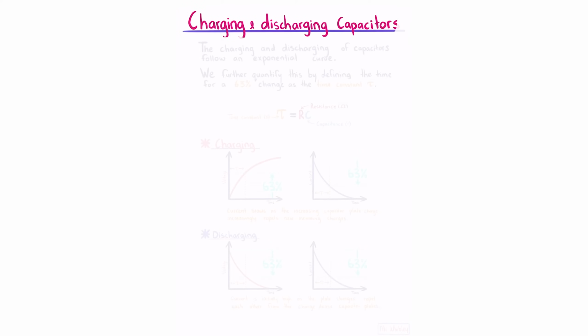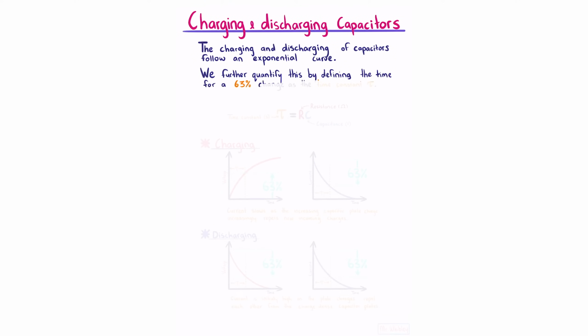Charging and discharging capacitors. The charging and discharging of capacitors follow an exponential curve. We further quantify this by defining the time for a 63% change as the time constant tau, where our time constant is equal to the resistance multiplied by the capacitance.